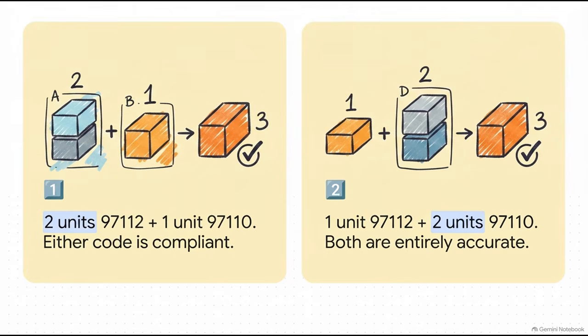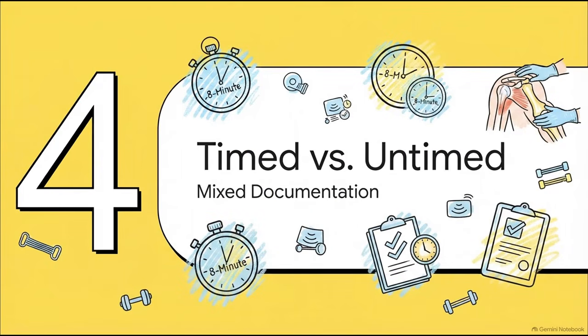What you do is bundle these sub-threshold services into one allowable unit. Typically, you'd bill it under the code that required the most clinical complexity or clinical intent, since the times are tied perfectly. Section 4. Timed versus untimed.